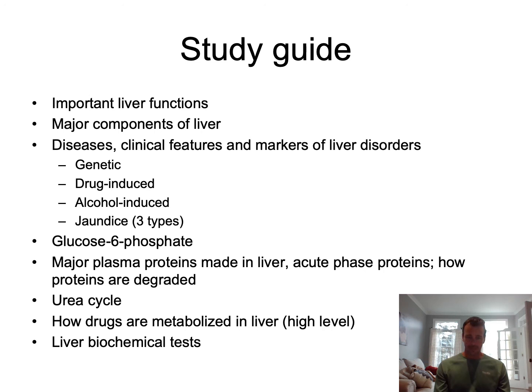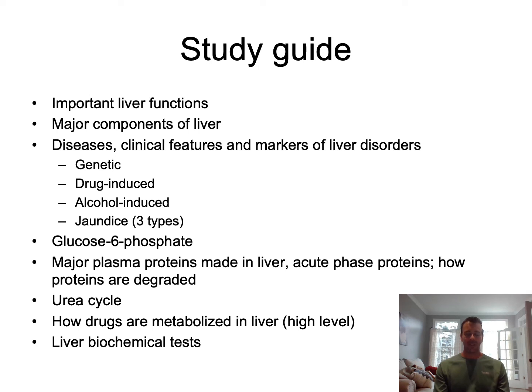What is the enzyme glucose 6-phosphatase? Why is it important? It's an enzyme that releases glucose into the blood. It's a liver enzyme that does that. What are acute phase proteins? One of them in particular, CRP, that I talked about. What are these important markers for?